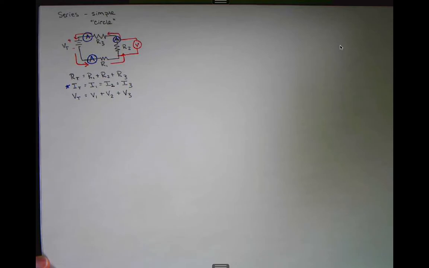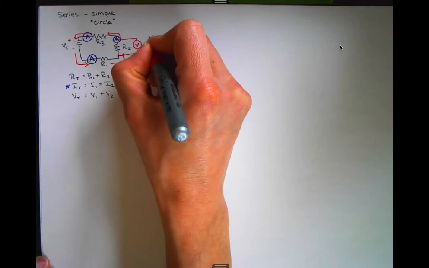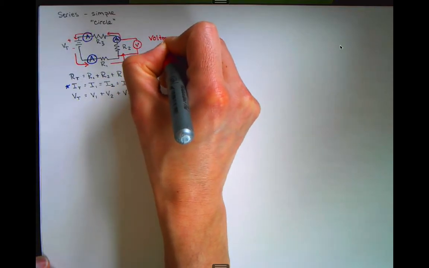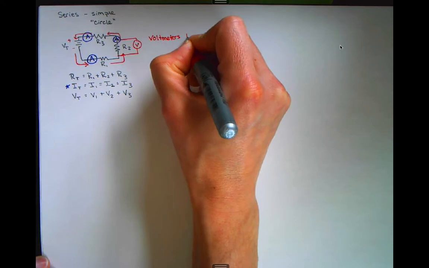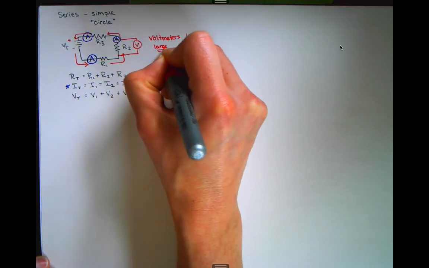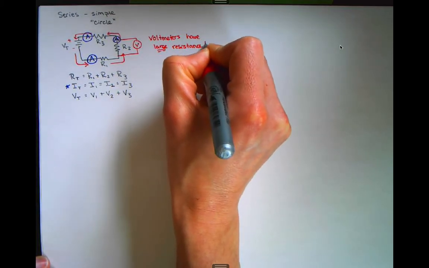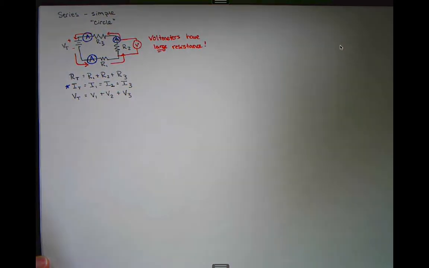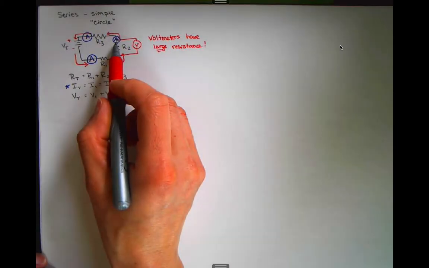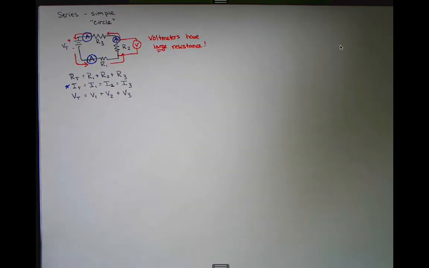One big thing to know about voltmeters is that voltmeters have a huge resistance. So voltmeters have a large resistance. The reason for that is we don't want electrons to go through the voltmeter. We want the electrons to go through the resistor. So voltmeters have very high resistances so that current doesn't travel through that branch.